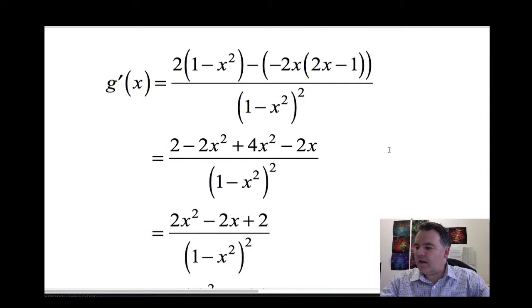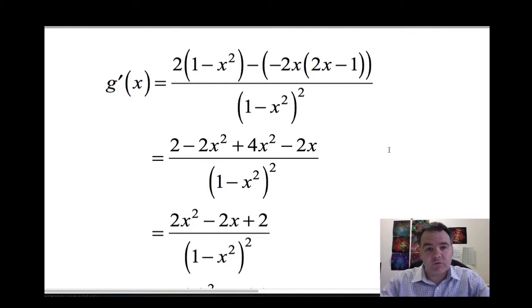Just want to show you now the answer to question 9. g(x) is (2x minus 1) over (1 minus x squared). So we want to know what's going on there. This is the equation of the normal, I think it was. Equation of the normal to that curve at the point (2, -1).